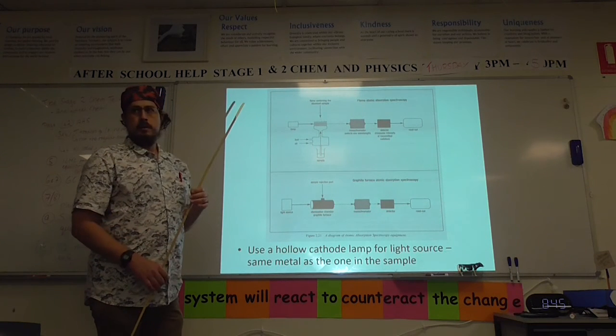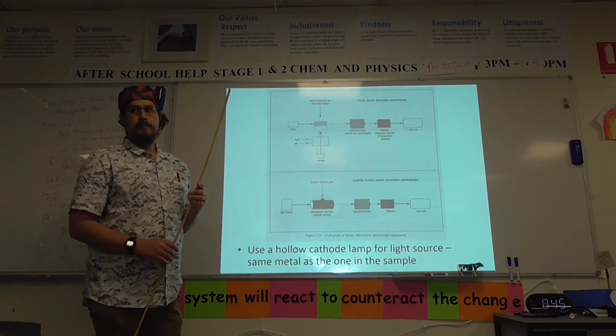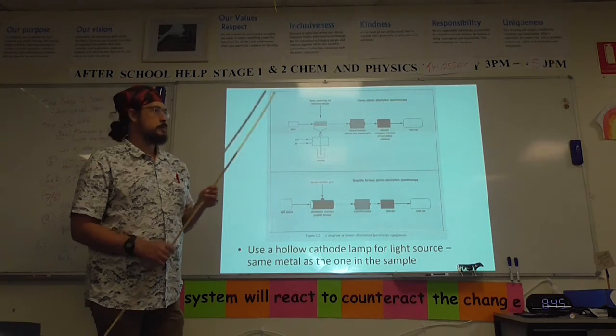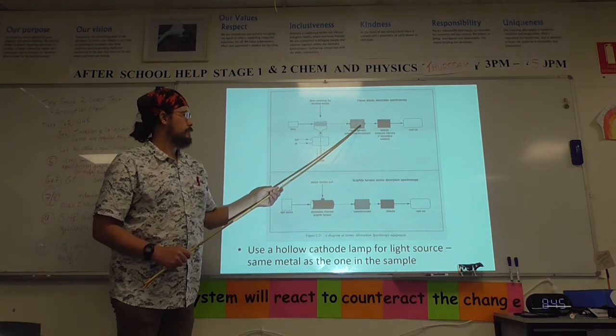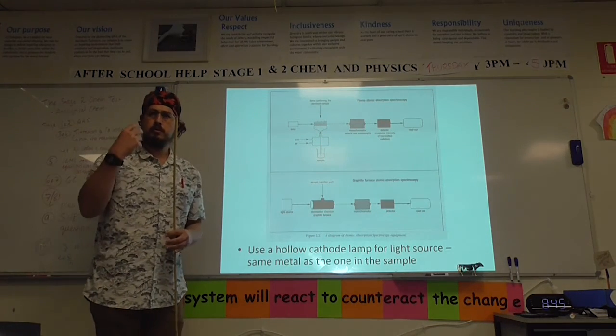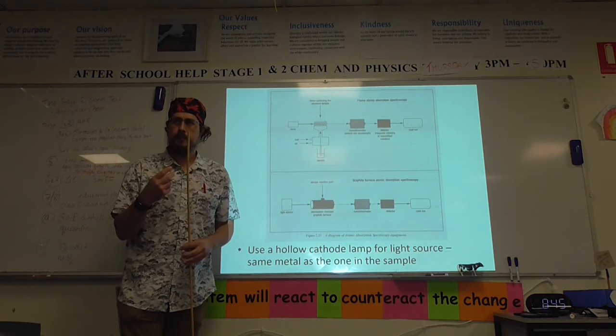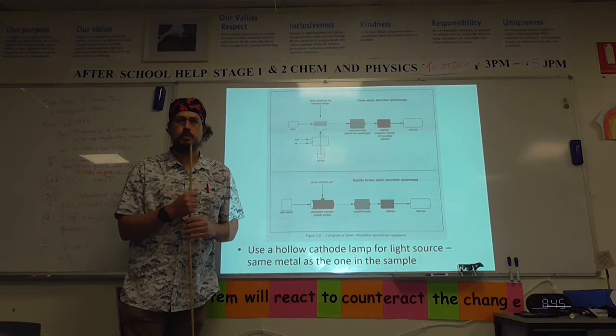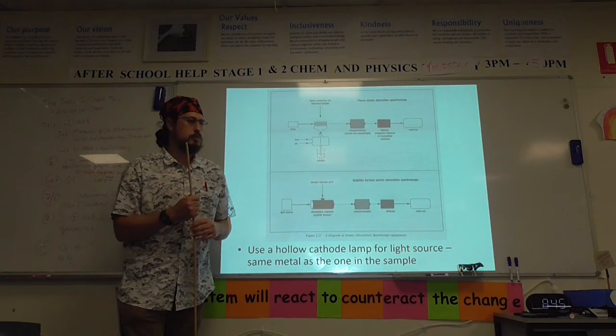So this is for absorption, so you get absorption. But we're only looking at one line of the absorption spectrum here. That's why we've got the monochromator. Now, the more metal ions there are, the more it will absorb. There's a direct correlation there. So the more concentration, the more it's going to absorb.